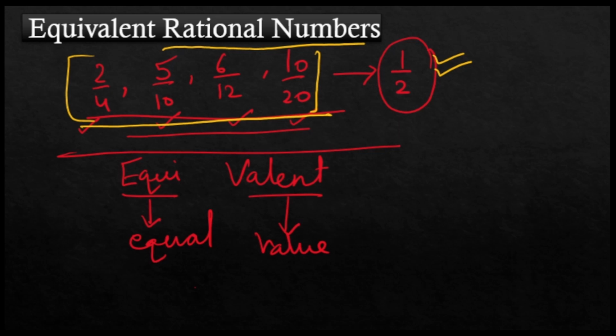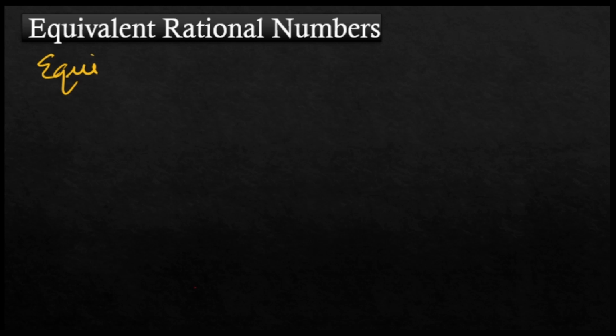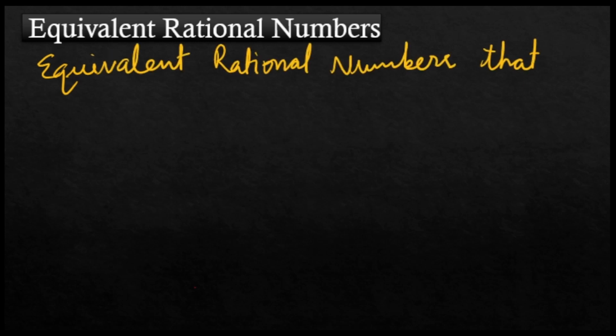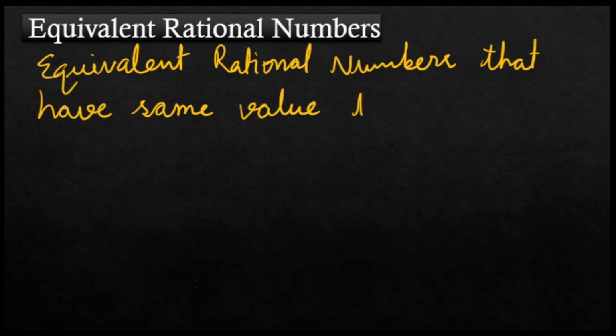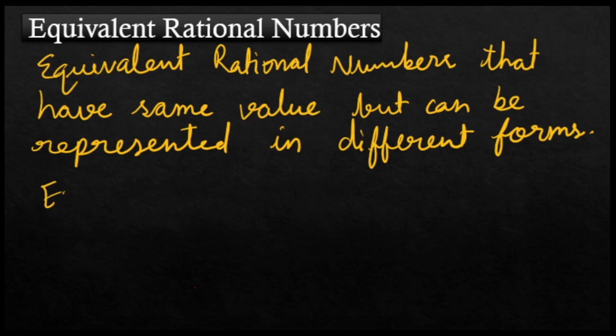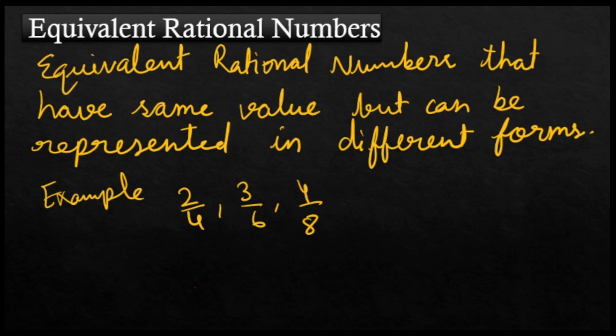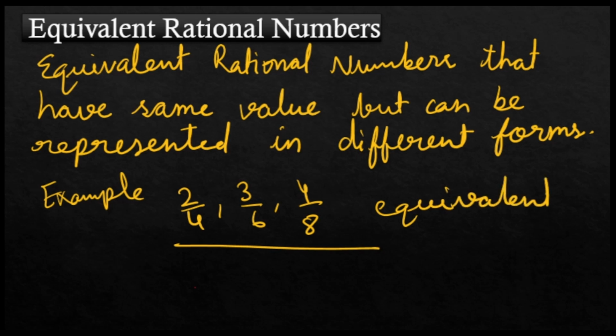Hence the definition: equivalent rational numbers are those that have the same value but can be represented in different forms. Example: 2 by 4, 3 by 6, 4 by 8. All have equal values. Equivalent numbers.